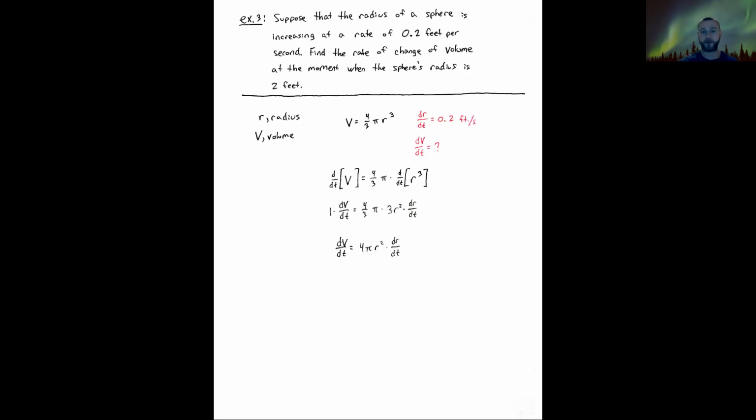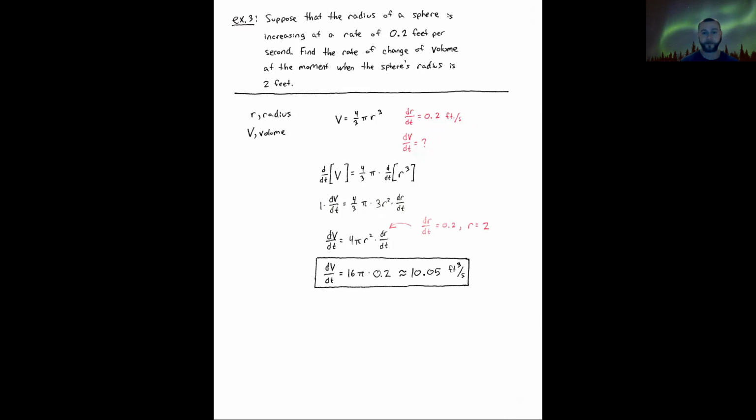All right, now if we come back to the problem, we basically just have to plug in our values here. We're given for the question dr over dt as 0.2 feet per second. And we want to find dV over dt at the moment when the radius r has the value 2. All right, if we plug everything in, this comes out to 16 pi times 0.2. And if you work that out, you get an approximate decimal value of about 10.5 cubic feet per second. All right. That's basically the end of example 3.